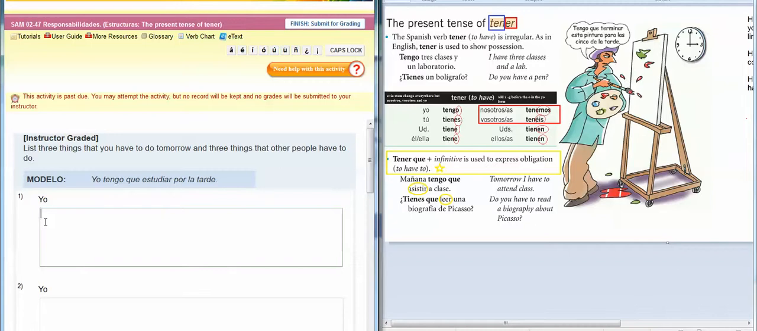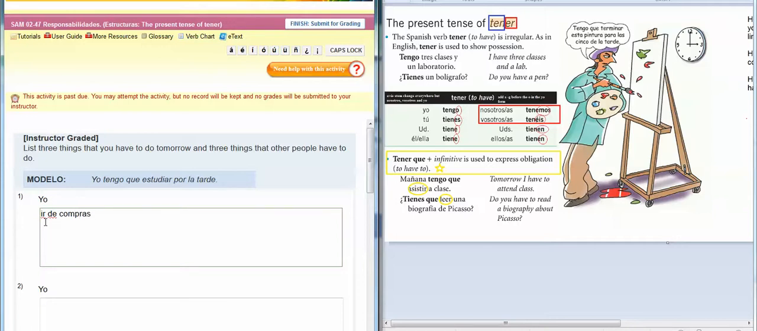So when you have to do something, you're going to start off, you're going to use tener, que, and then list the things that you have to do. So let's think. Something that I have to do tomorrow. I have to go grocery shopping. Well, to go shopping is ir de compras.